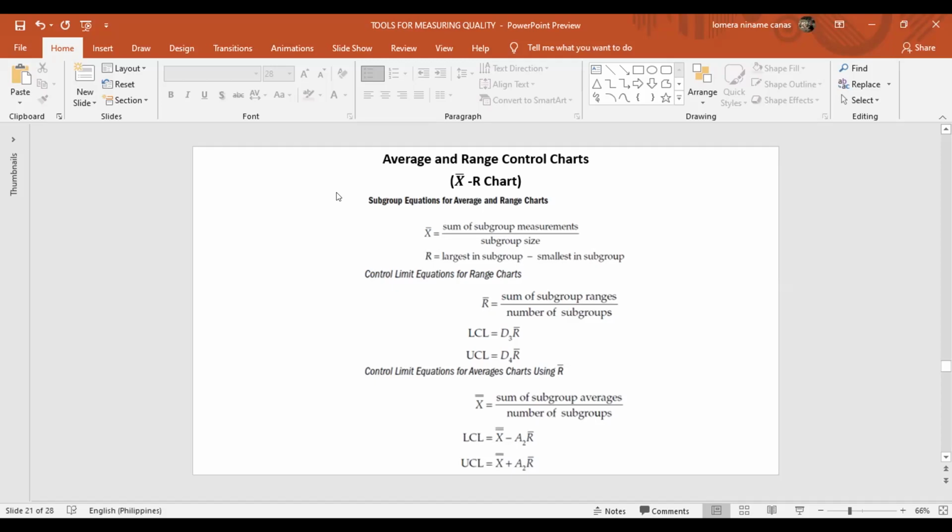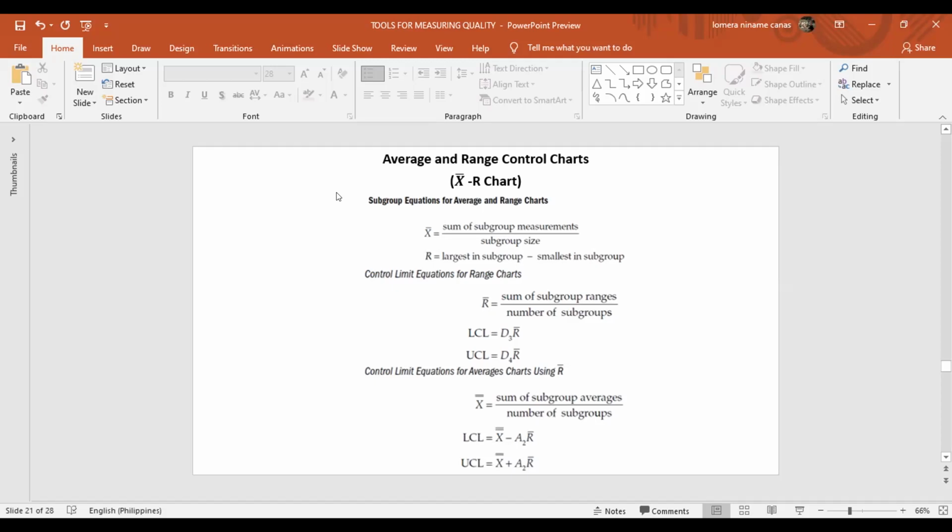We need to know how many subgroups are present in your data. And once you know the value of n, you can obtain the correct constants. Okay? And the correct constants, these are standards. So we have a table as a basis for us to determine the values: A2, A3, D3, D4, B3, B4. So to complete the control chart, we have to check the correct values of the constants. And sometimes this is very confusing when we create the control charts.